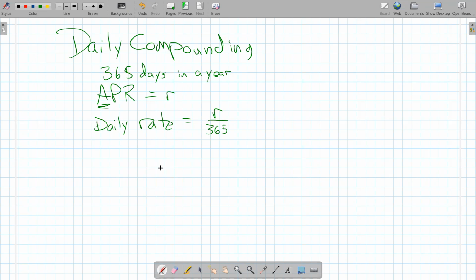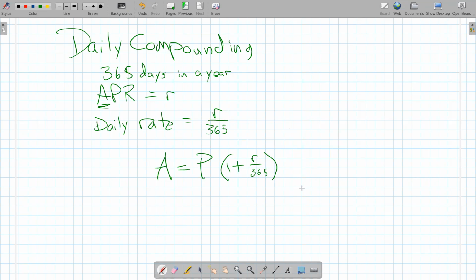So what's my formula look like? Well, it's going to be A, the future amount, is whatever we start with, times 1 plus my rate. And my rate, this is my new daily rate, R over 365. Now, the power has still got to be days, but we have to depend on years.